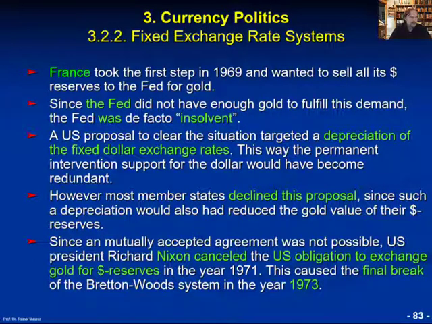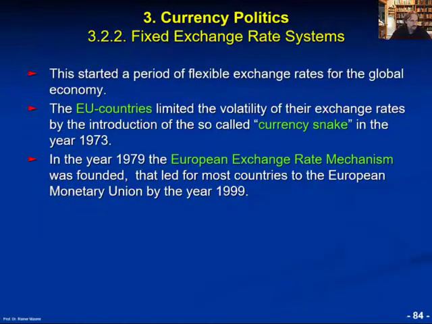Since a mutually accepted agreement was not possible, United States President Richard Nixon cancelled the United States obligation to exchange gold for dollar reserves in the year 1971. And this caused then the final break of the Bretton Woods system in the year 1973. This break of the Bretton Woods system started a period of flexible exchange rates for the global economy.